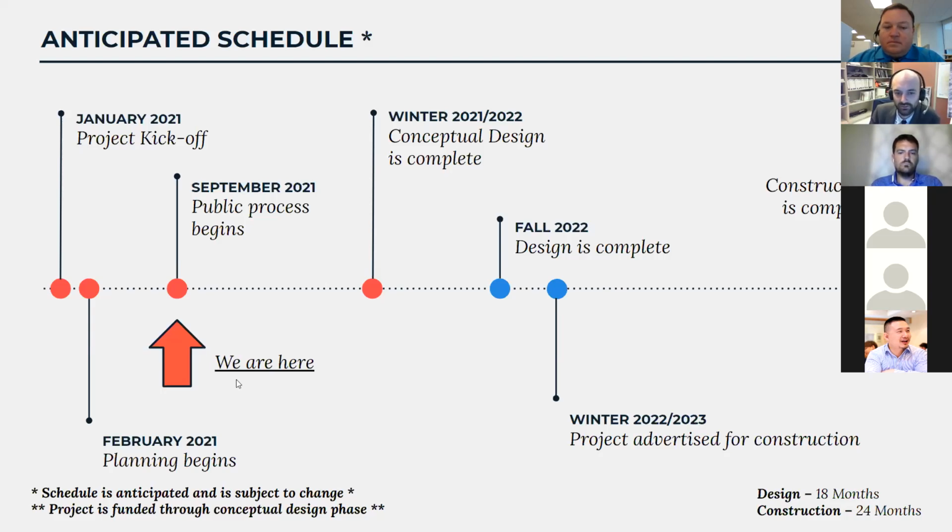I do want to highlight, we have the two different colors here in the schedule, because currently this project is funded through this conceptual design phase. That's not unusual. That's oftentimes how these projects work. But I just want to highlight that we will need to get additional funding to complete the design and construction, but it is fully our intention to take this project and carry it all the way through to construction, that ideally we would see underway around 2024.